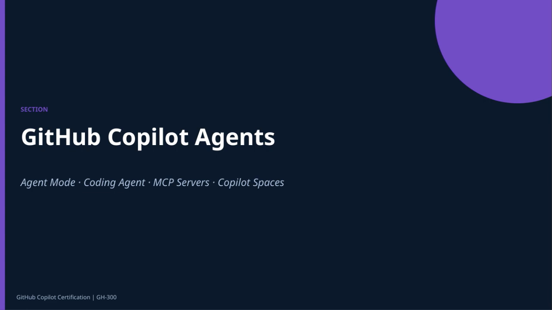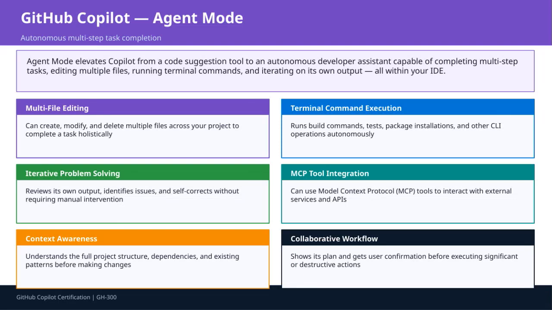GitHub Copilot's agent mode takes this tool to a whole new level by acting as an autonomous developer assistant. Unlike traditional code suggestion tools, agent mode can independently handle complex, multi-step tasks right inside your IDE. It's capable of editing multiple files, running terminal commands, and refining its own work iteratively. One of the standout features is multi-file editing. Rather than just updating a single file, it can create, modify, and delete multiple files across your entire project to ensure the task is completed thoroughly.